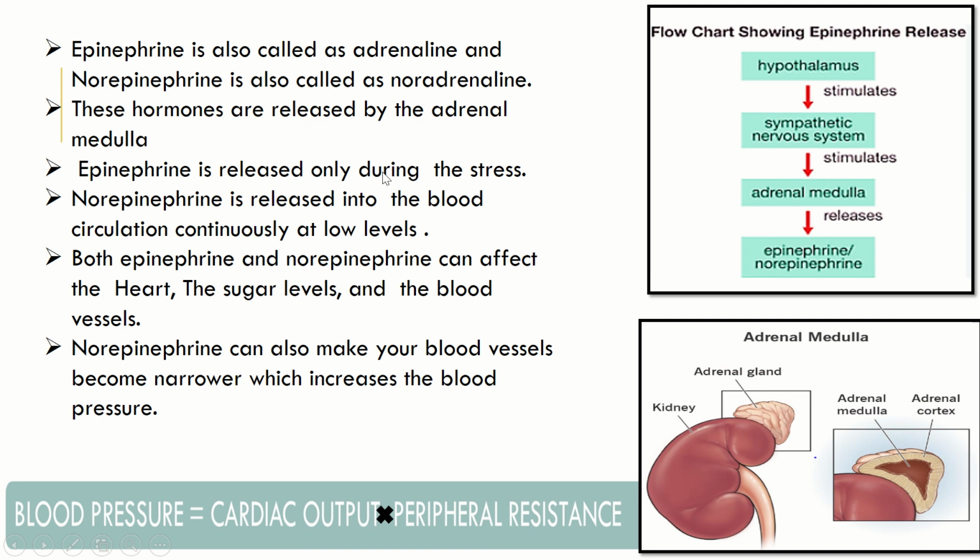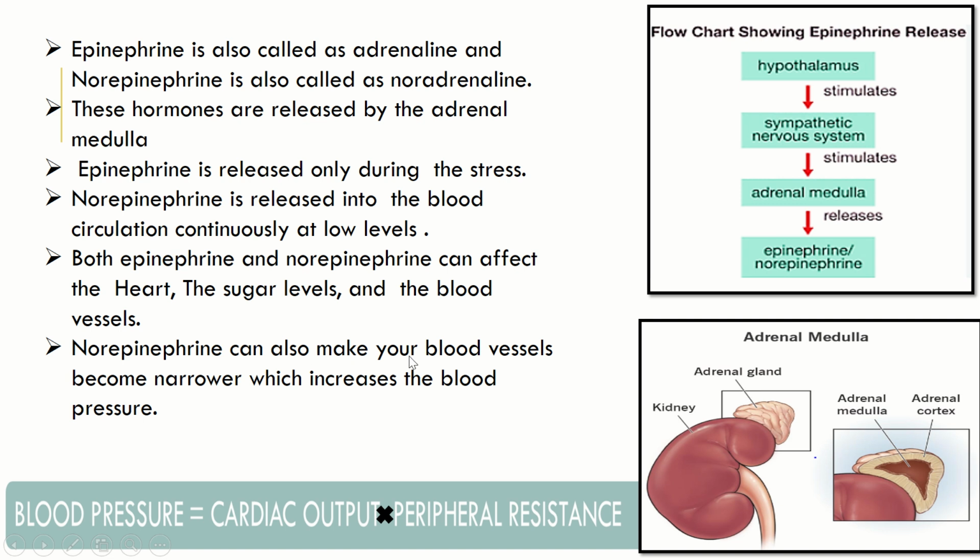Epinephrine is released only during stress. The adrenaline, as you know, is released only during stress, and norepinephrine is released into the blood circulation continuously at low levels. So the norepinephrine helps to maintain the blood pressure. Only when there is an emergency situation, when it is very much needed, the norepinephrine level is increased. Both epinephrine and norepinephrine can affect the heart, the sugar levels and the blood vessels. These have a major impact on the heart, the sugar levels and the blood vessels.